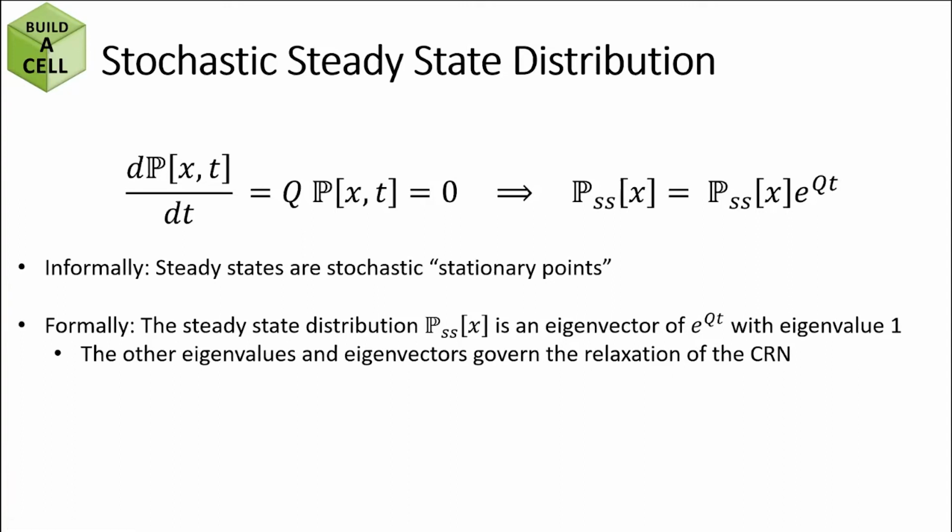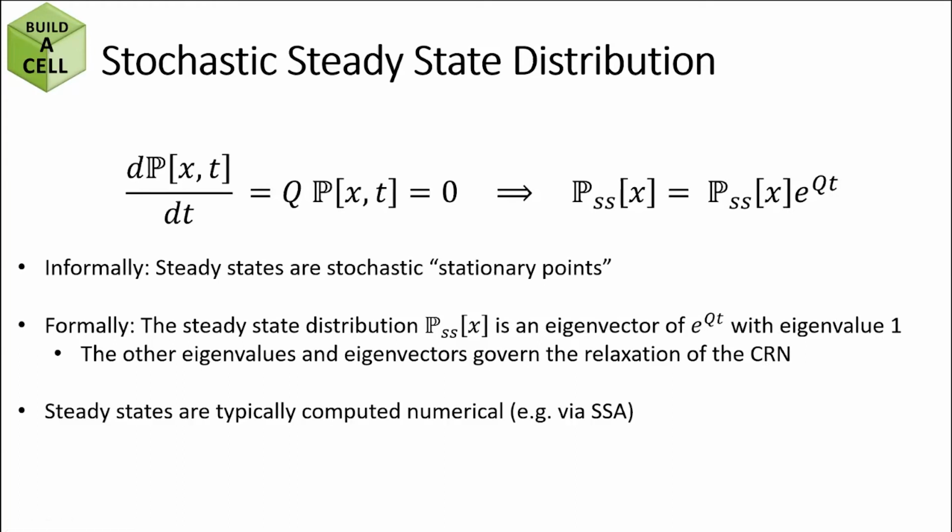You don't need to use any of what I'm saying right now to actually understand stochastic CRNs. But if you do know about this stuff, I think this can be a helpful perspective. And what's really interesting about this is that the other eigenvalues and eigenvectors govern the relaxation of the CRN. So how long does it take to reach steady state? Well, that will be a function of your other eigenvalues and eigenvectors. And the steady state is the eigenvector with eigenvalue 1, so it never changes.